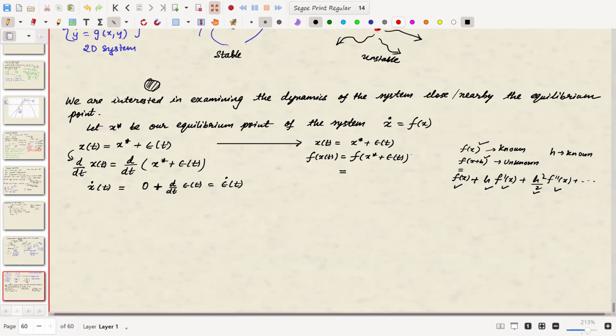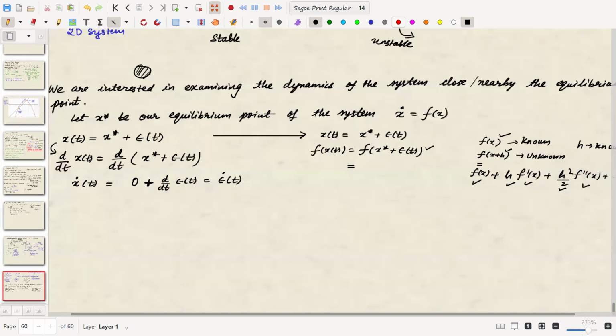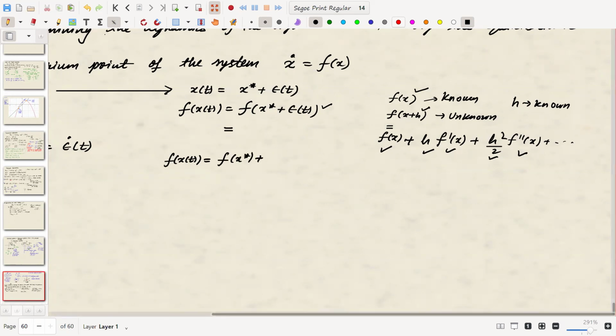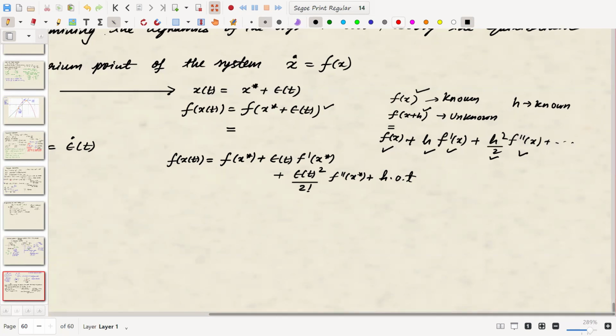So the same concept we will apply here. f of x star plus epsilon t. Same derivative, same technique. So can you tell me what's the case here? So f of x t equals f of x star plus h. h is just like epsilon, so epsilon t, then f prime at x star, plus epsilon t squared f double prime of x star, and so on, plus higher order terms. Okay, higher order terms.